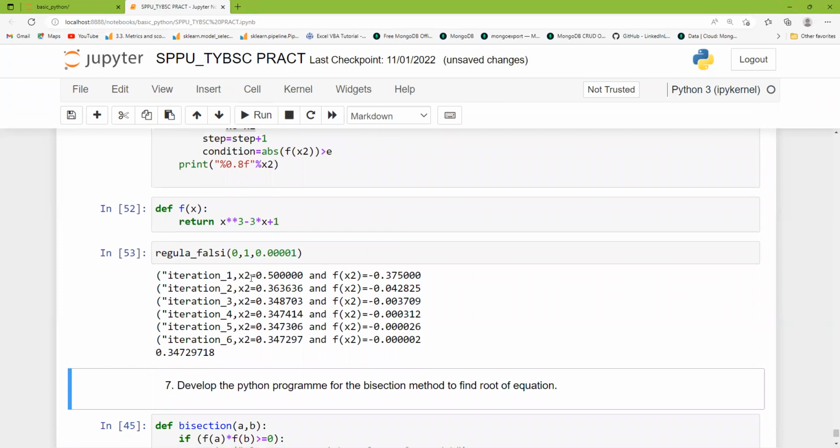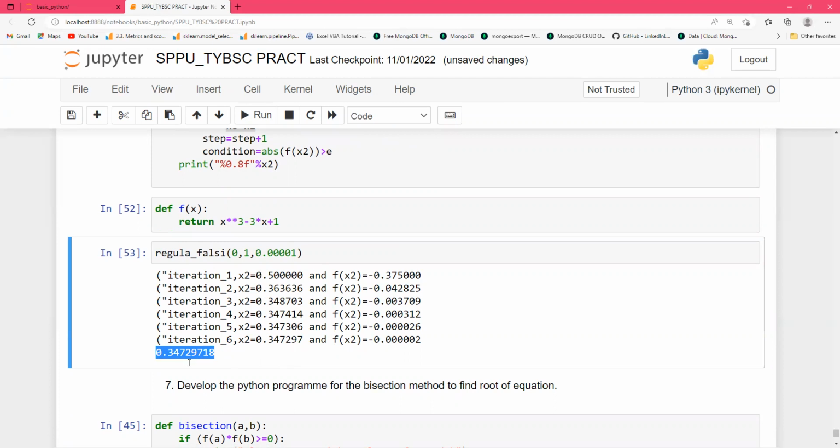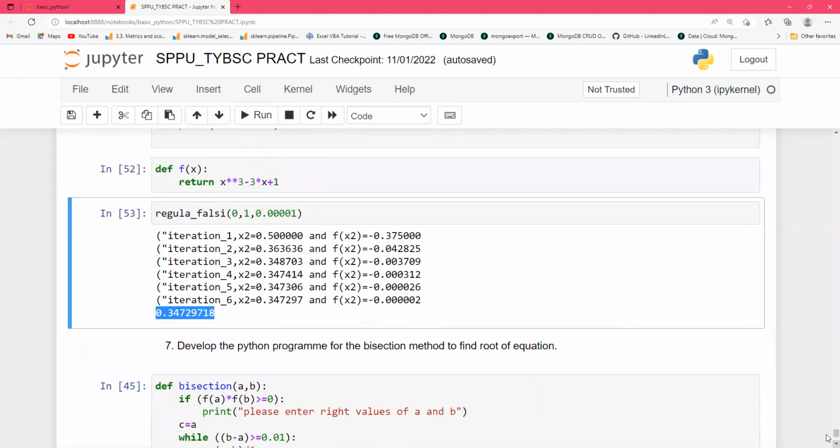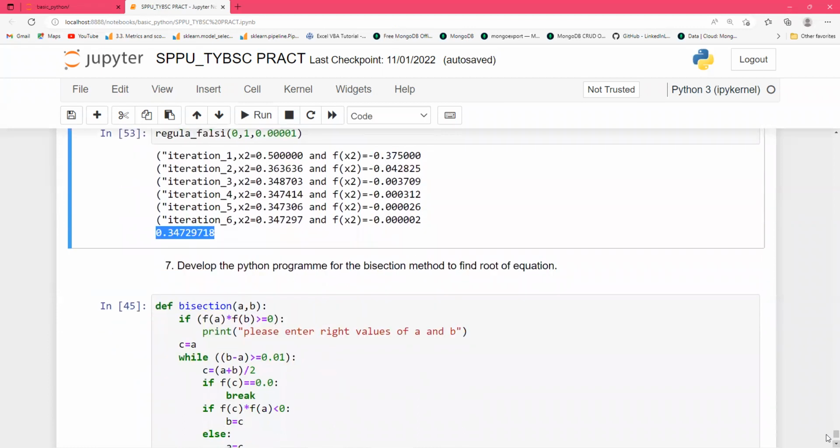So for iteration 1, x2's value is 0.5. Iteration 2, x2's value is 3.6. For the third iteration, 3.4, 3.47, 3.473, 3.472. Okay. And finally it gives 0.34797. Okay. So it's the approximate value for the given equation, and it's the root. Now let us take the next question.